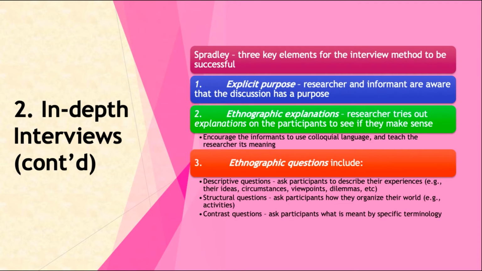Second, ethnographic explanation, where the researcher tries out explanations on the participant to see if they make sense. Here you encourage the informant to use colloquial language, dialogue or slang, and teach the researcher its meaning. The informant will teach the researcher about a particular slang or particular words.